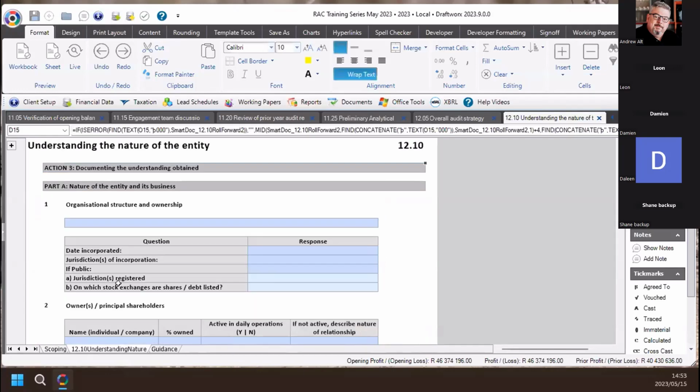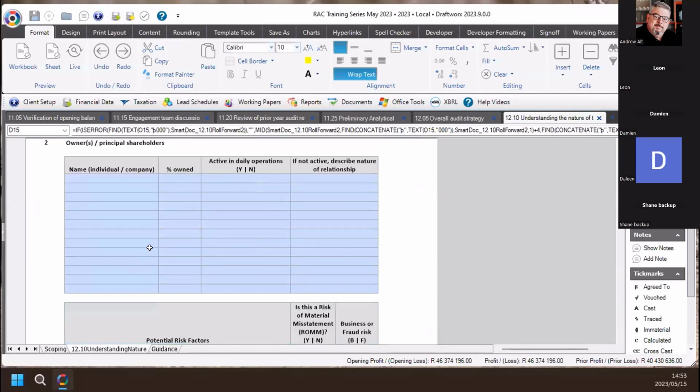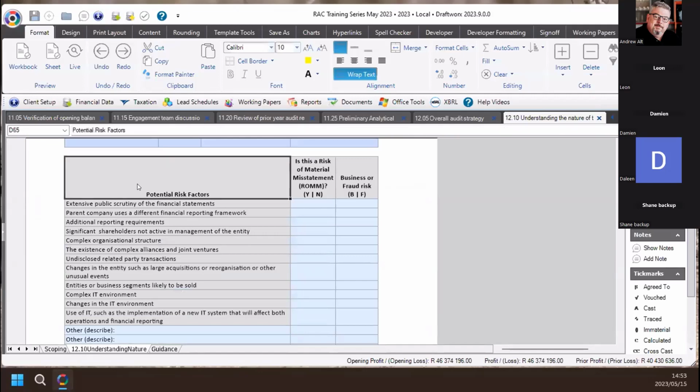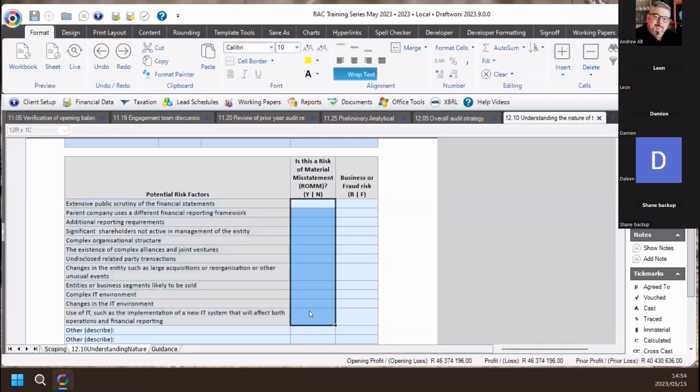Okay. In terms of this actual understanding of the entity, under a lot of sections, we put out a number of potential risk factors for you to consider. Now, the documentation of this information is entirely voluntary. It's there really just to provide a little bit more information for you. Some firms like this, some firms don't.